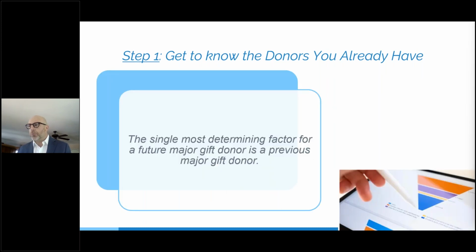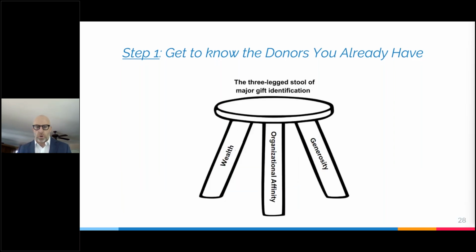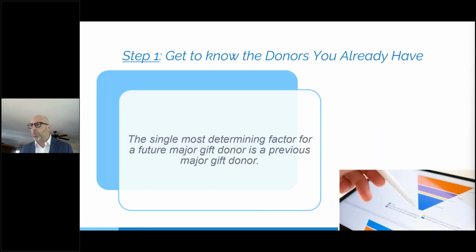In fact, I will tell you that the single most determining factor for a future major gift donor is a previous major gift donor. As you're thinking about finding those donors who might be able really to help catapult your organization to the next level, be looking first at those who have already supported you. And when you do that, you're going to find the ones who at the very least are going to have legs 2 and 3 here of affinity and generosity, and you will continue to qualify those who would have wealth.